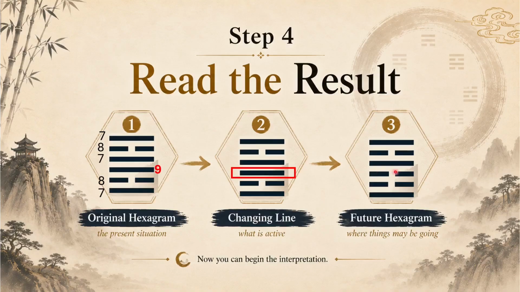In this example, we only have 1 changing line, but sometimes we may have several changing lines. To find the future hexagram, we take the original hexagram and reverse all the changing lines. The second hexagram is often called the future hexagram, or sometimes the relating hexagram. It usually shows where the situation may be moving, or what kind of change is beginning to unfold.